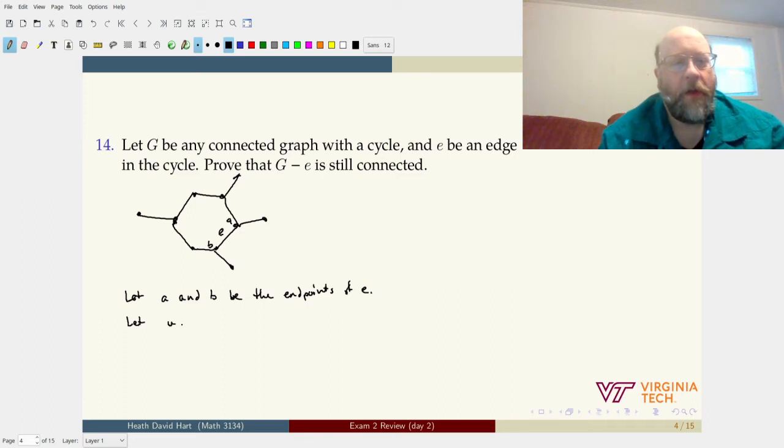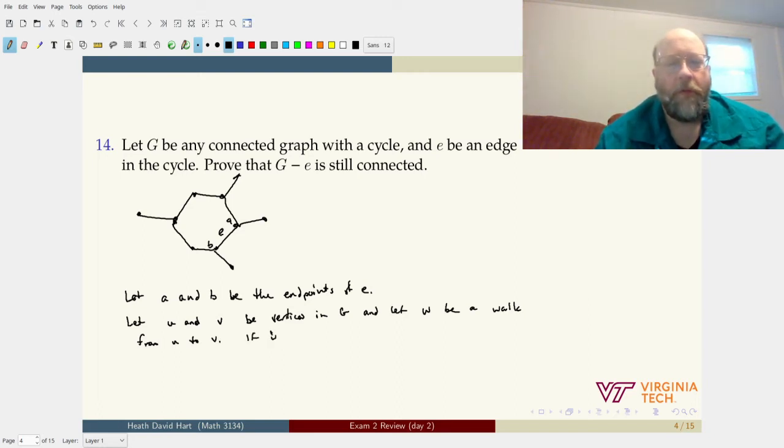Let U and V be vertices in G, and let W be a walk from U to V. If W does not contain E, so if it doesn't contain this edge E, then W is a walk in G minus E as well.